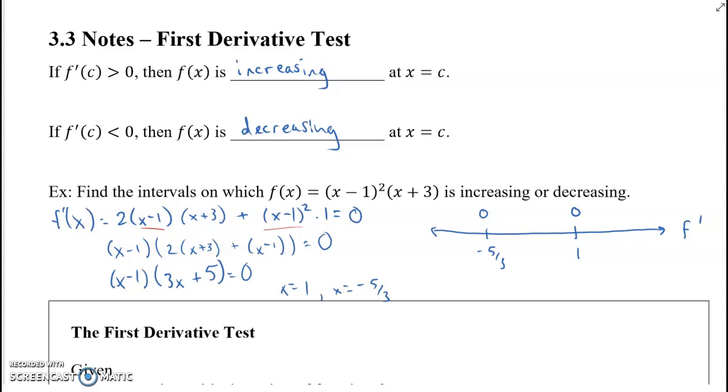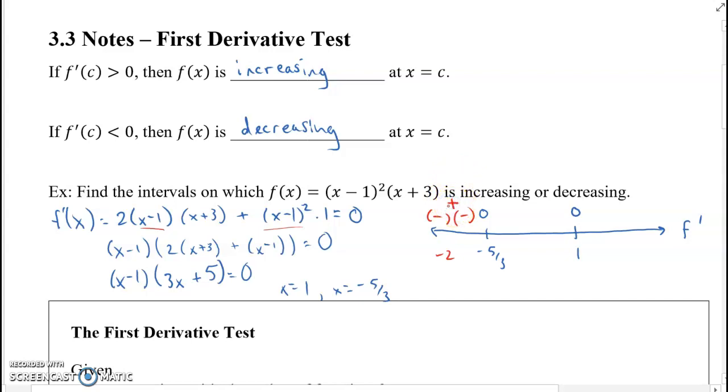So we are going to test some points, like maybe I'll test something over here on the left side, like negative 2. Negative 2 is less than negative 5/3. If I try to evaluate f prime of negative 2, I don't care what the number is. I just care about whether it's positive or negative. So negative 2 minus 1 is negative, and negative 6 plus 5 is also negative. So we get a negative times a negative, which is positive.